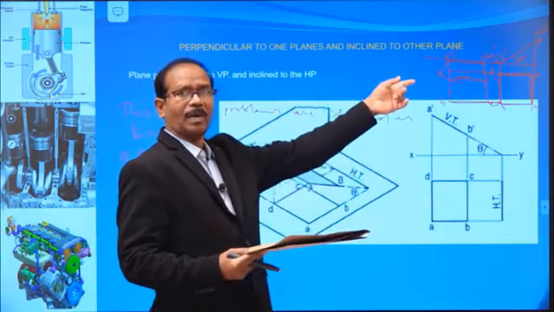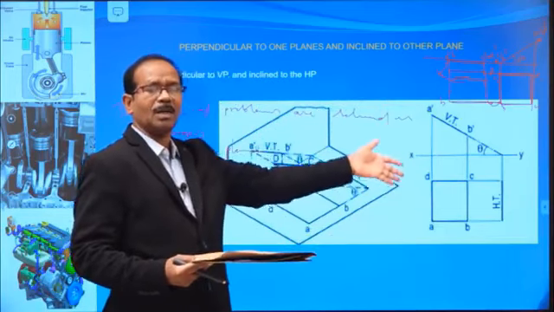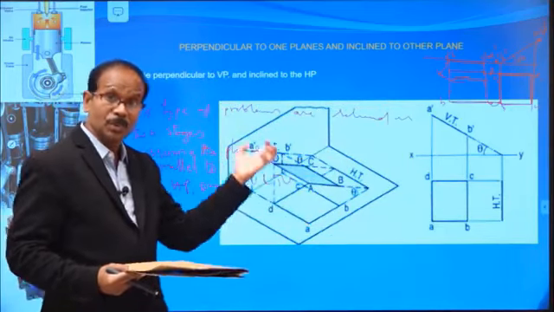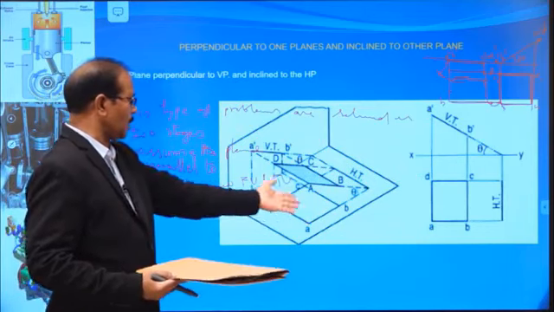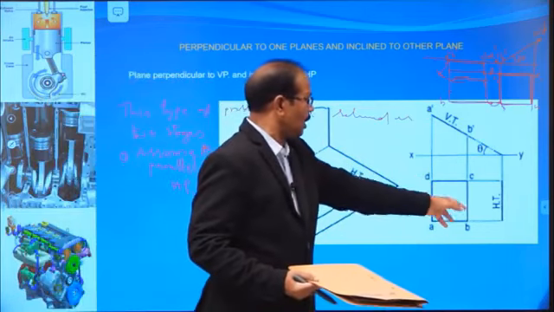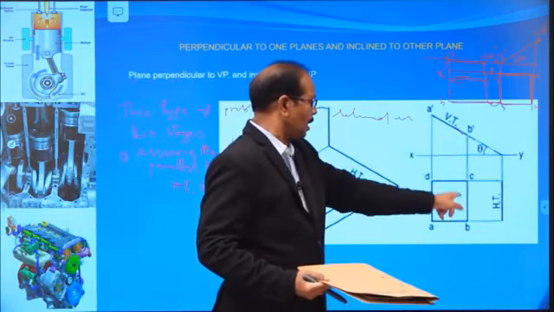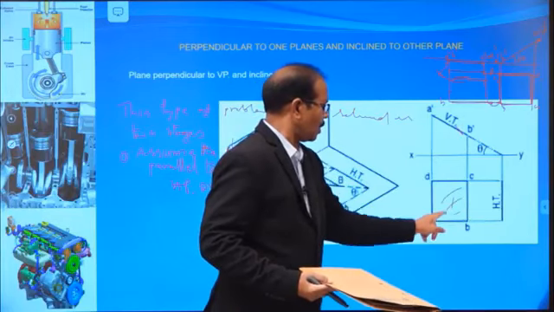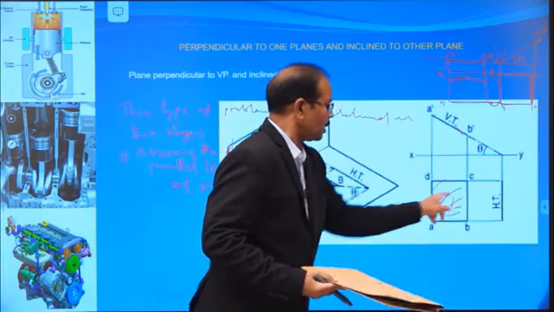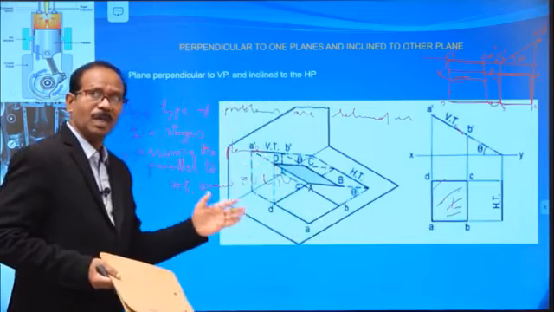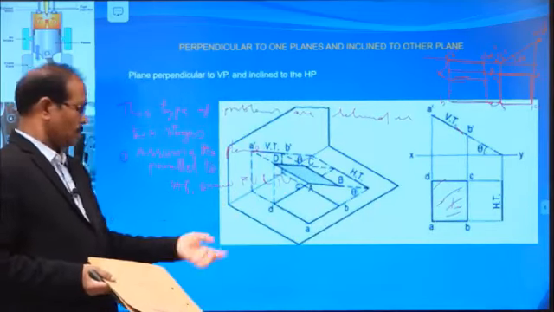So draw that line at the required angle, then project, and we can get the final shape, the reduced shape of the object. Because of this inclination, this is the reduced shape. This way you can solve n number of problems.